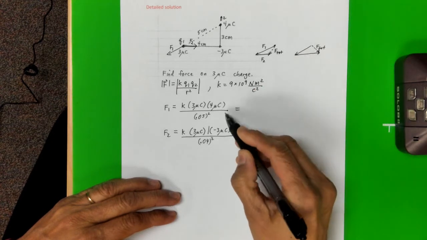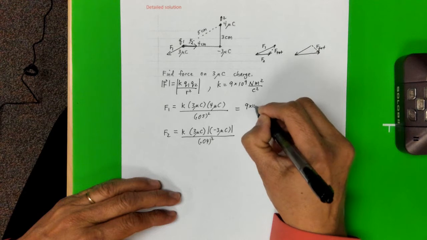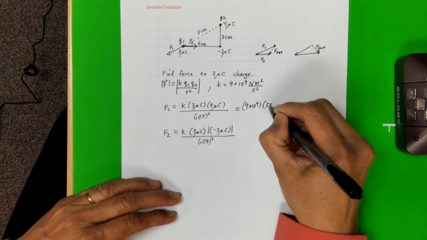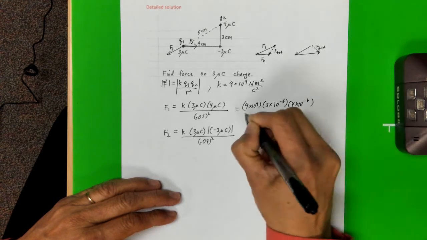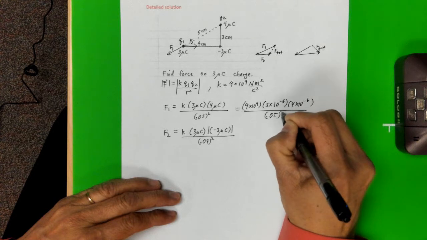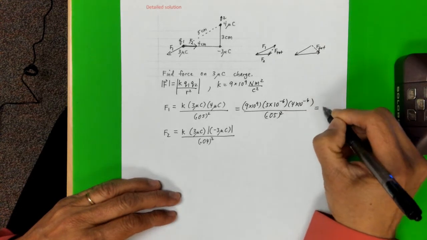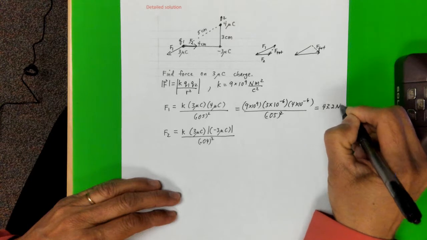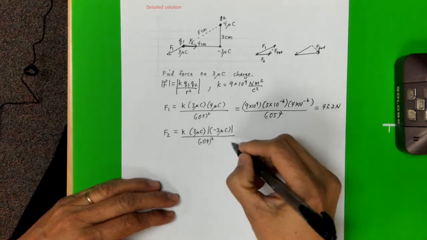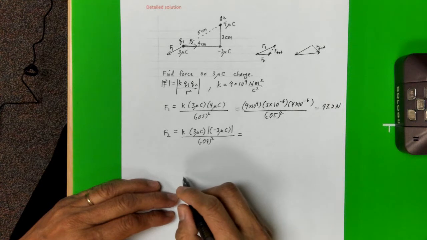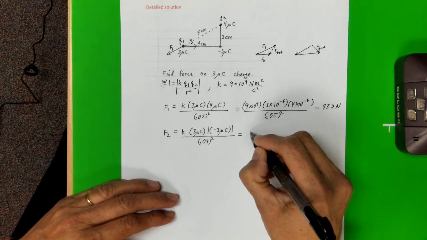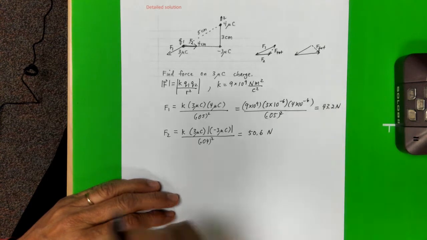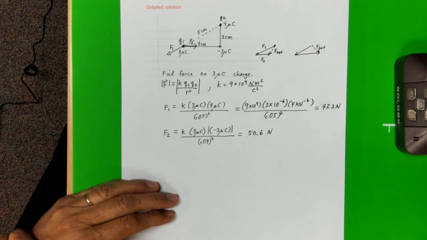So when you plug everything into here, you're going to get 9 times 10 to the 9th. And don't forget, micro means 10 to the minus 6. And you're going to get that. And when you multiply it all out, you should get 43.2 newtons. Okay, you do the similar thing for F2. I won't write it all out, but you should just pause the video and do the whole thing. And you'll get 50.6 newtons. Okay, those are the magnitudes of the forces.